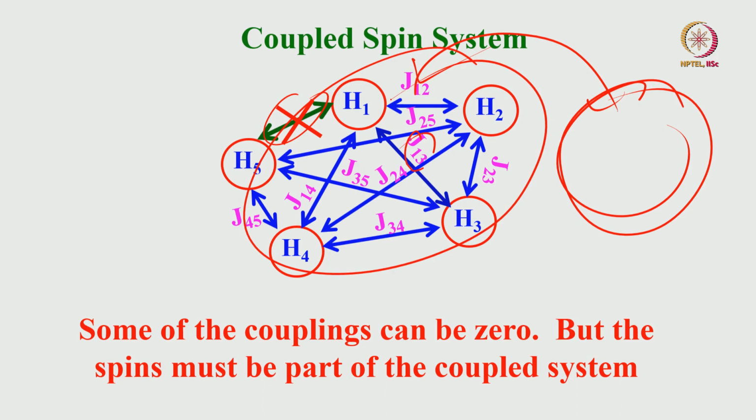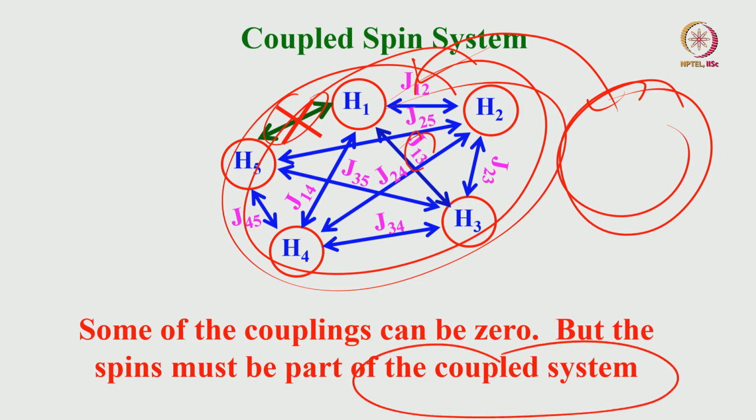There can be many spin systems possible, many spin systems can be present in the molecule. Okay, so this is the important concept to understand: what is a coupled spin system? A coupled spin system is a group of coupled spins with varieties of coupling strengths. Different coupling strengths could be there, or one of them could be 0, it does not matter, but spins must be a part of the coupled group of spins, the coupled spin system.